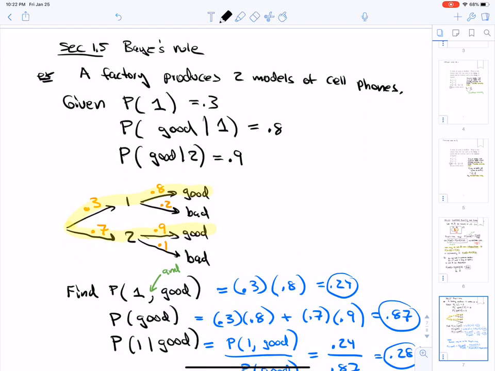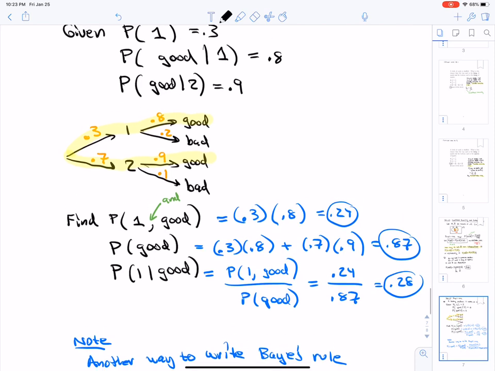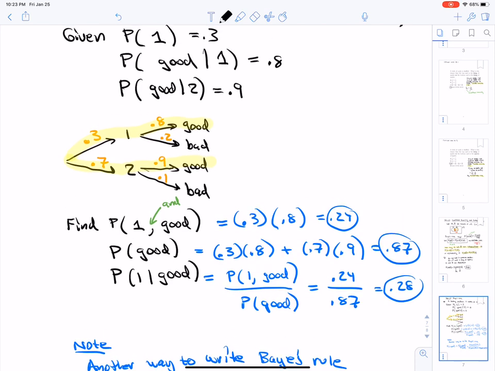So on to section 1.5. A factory produces 2 models of cell phones. The probability that you have model 1 is 0.3. The probability that the phone is good, given that it's model 1, is 0.8. Probability that it's good, given that it's model 2, is 0.9. You can make a tree of this and figure out, for example, what all of these probabilities are.